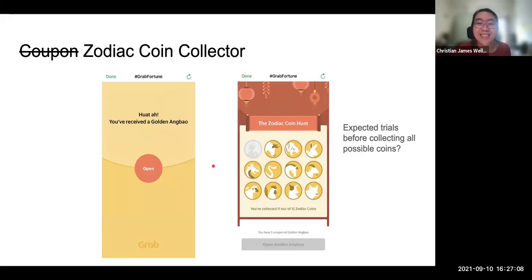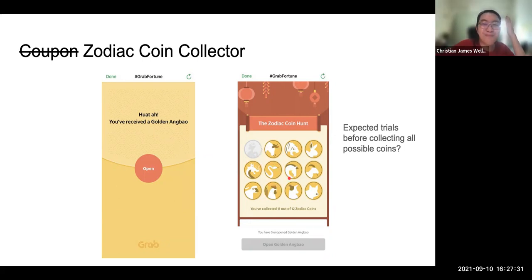I do, and sometimes during the Chinese New Year they have this Zodiac coin hunt. So they have 12 different coins, right? I always keep wondering, how many times do I need to use GrabPay before I can collect every single one of these coins? Because once I get a coin, I can potentially get back the same coin. So how many times do I need before I collect all these coins?